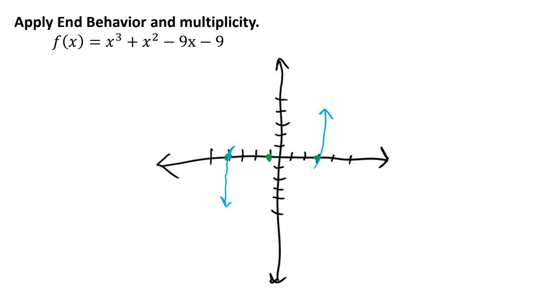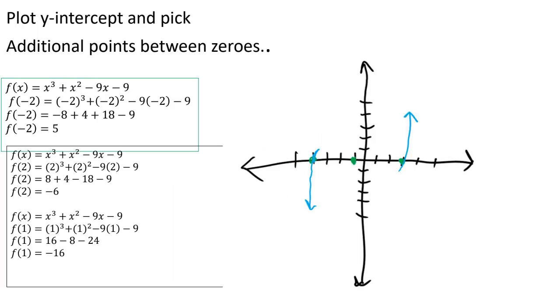But let's see, how can we determine what's happening in the middle here between these two? The best way to do this is to just plot some points to see what's happening. So here, I want to pick a point that's between -3 and -1. So I picked -2 to find out what's happening in here, right? So when x is -2, my y value is 5.